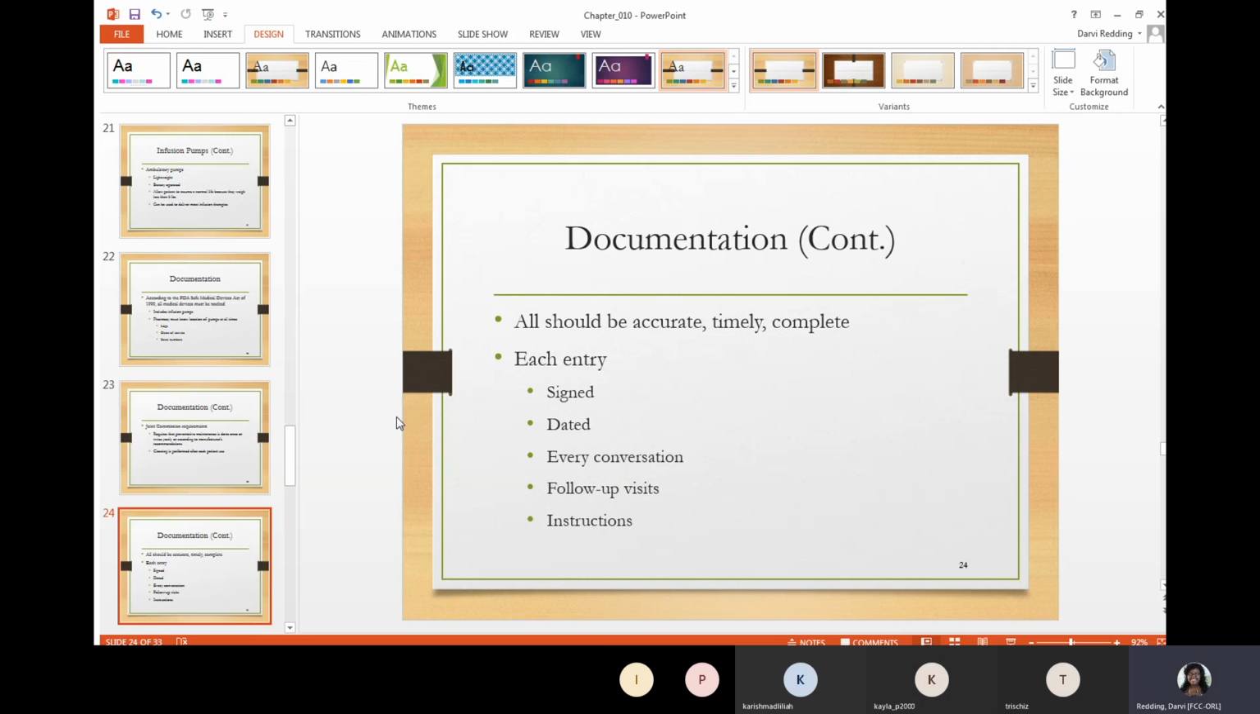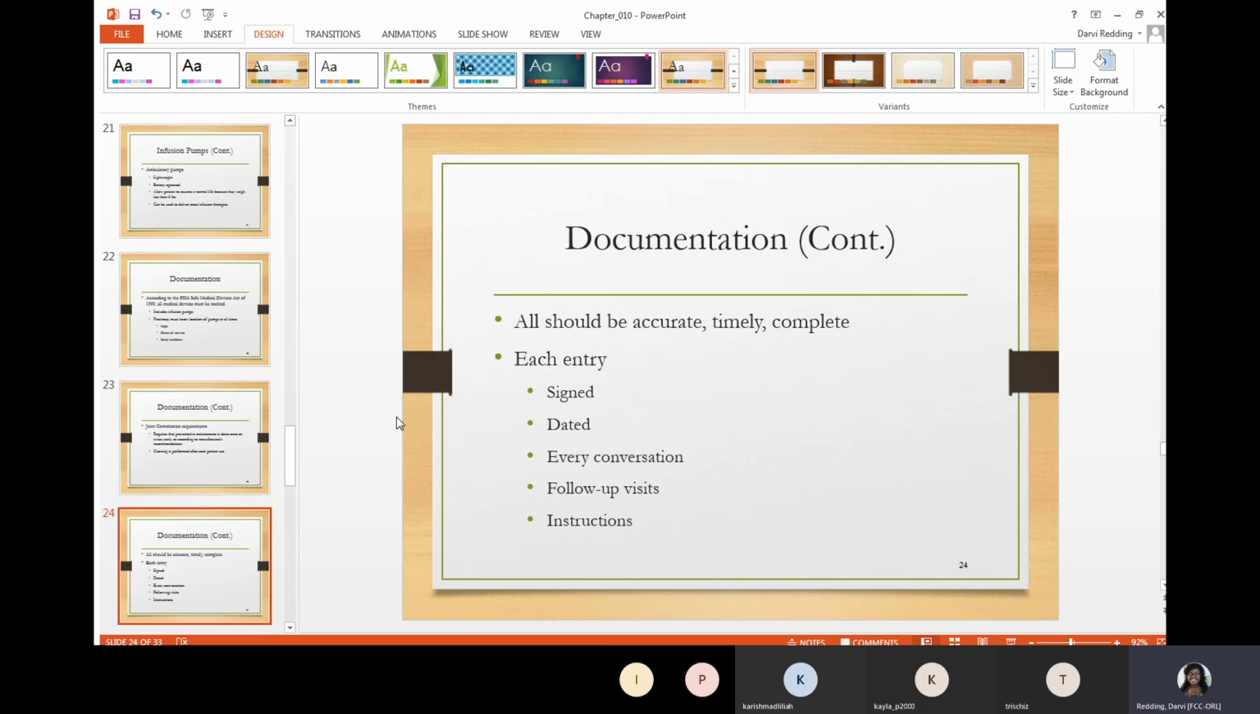So in going with more information when it comes to the documentation, all of the documentation should be accurate. It should be timely, so that means it should not be outdated. So if something was supposed to be logged today, it should happen today and not next week. And it also should be complete. So there should be no blanks left on the form.